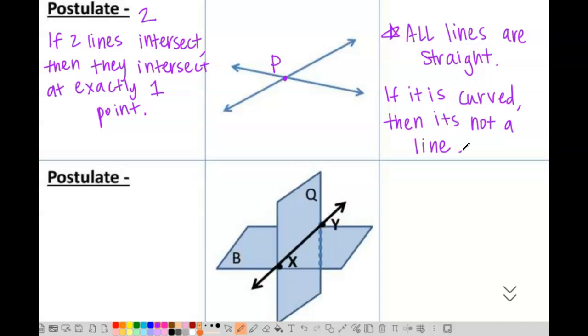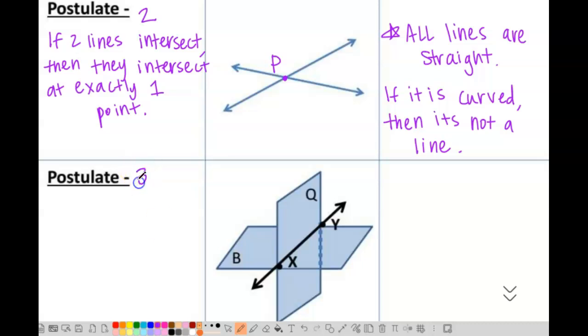So can you say that a point makes a line? No. How many points make a line? Two. So you would say false. Two points make a line. Alright. Postulate number 2 is done. Two lines intersect at a point. We're good? Okay.